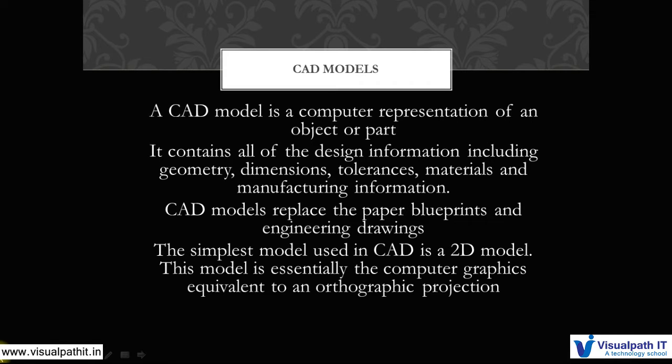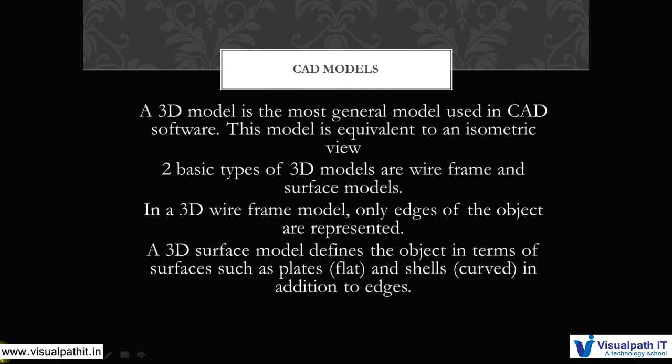The 2D model is essentially the computer graphics equivalent to the orthographic projection. A 3D model is the most general model used in the CAD software. The model is equivalent to the isometric view. Two basic types of 3D models are wireframe and surface models. Wireframe models consist of all the outer edges, just like a skeleton, only having all the outer edges being visible, without any surfaces or any opaque surfaces.